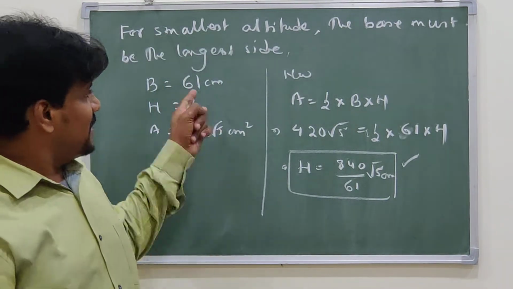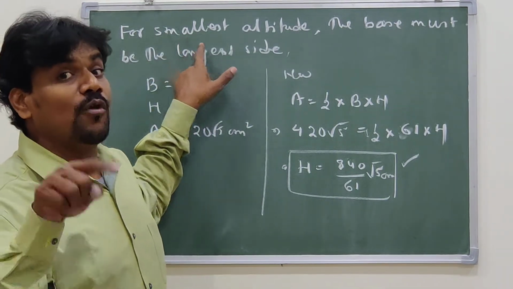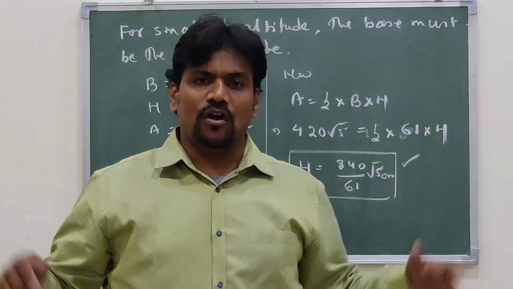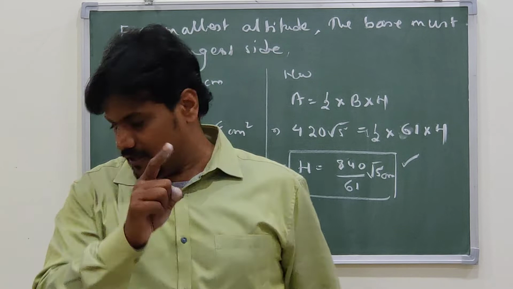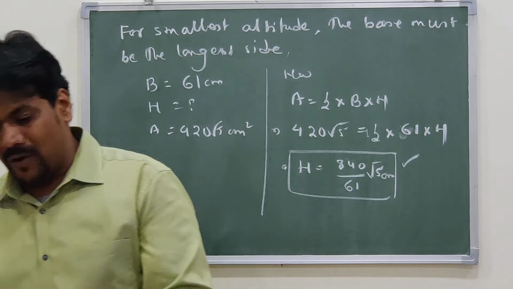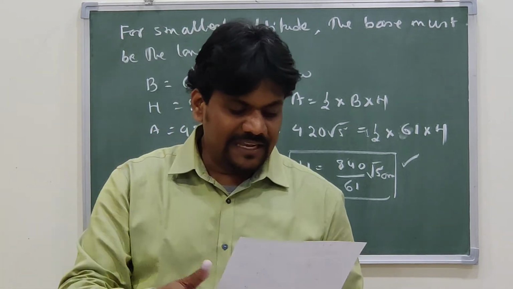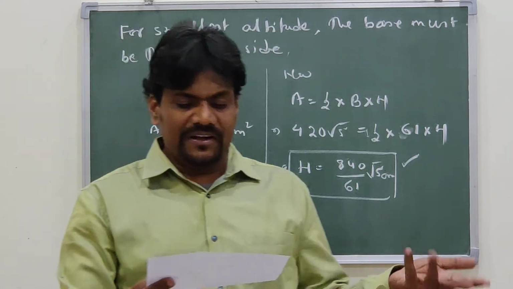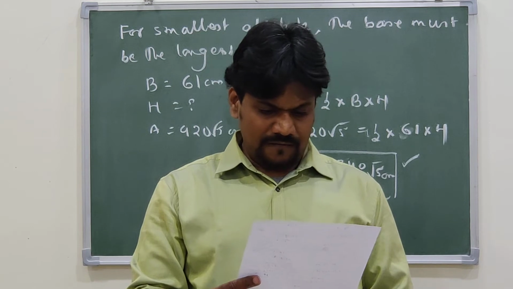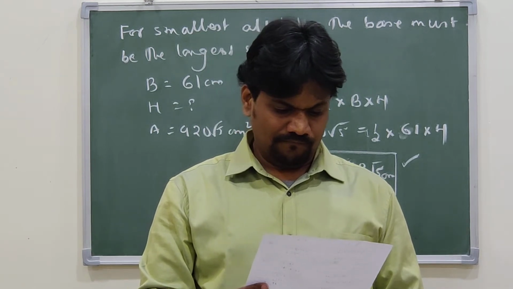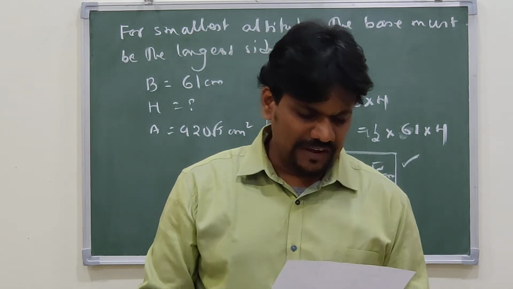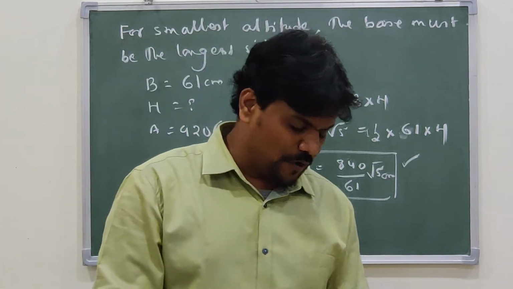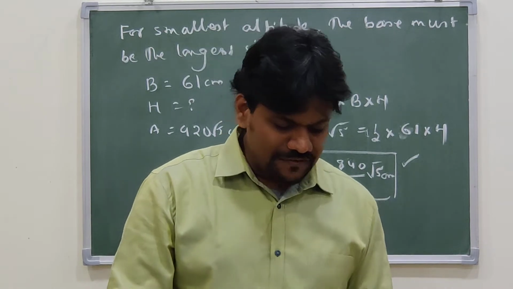Also remember, in this question we were supposed to calculate the smallest altitude. The questions in which we were supposed to find the longest altitude, you must have taken the smallest side. For example, in question number 12, they say, find the altitude corresponding to longest side. They have not given that. But remember that for the longest side, altitude will be small, and for the smallest side, altitude will be big. So these were the questions.